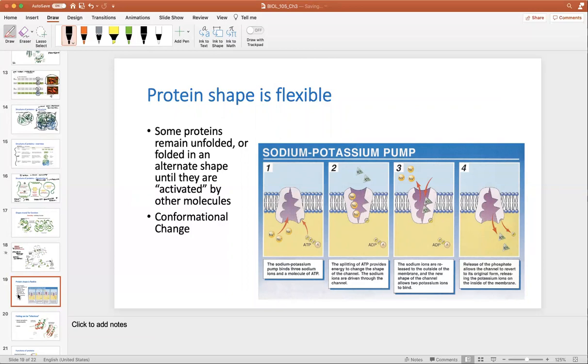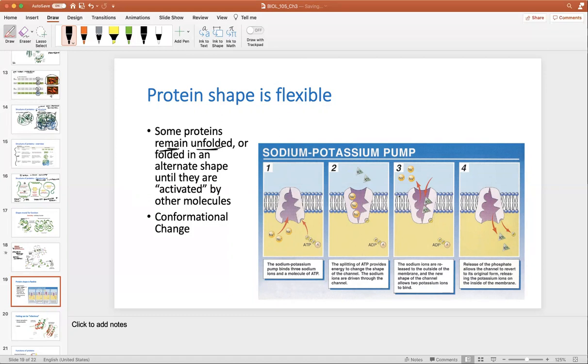But sometimes there are proteins floating around in the cell that remain unfolded, or they might be folded in an alternate shape where they're not functional, okay? Just hanging out in the cell and non-functional. And what happens is they become activated when other molecules bind to them. Okay, let me give you an example.